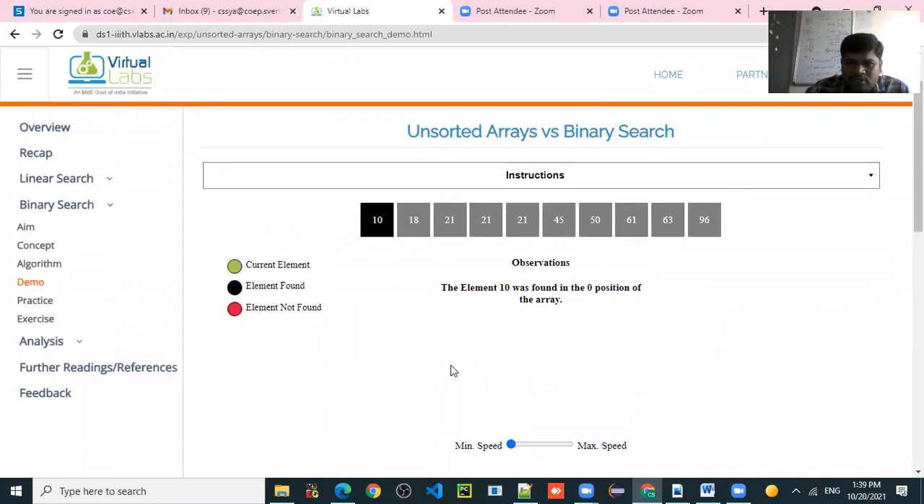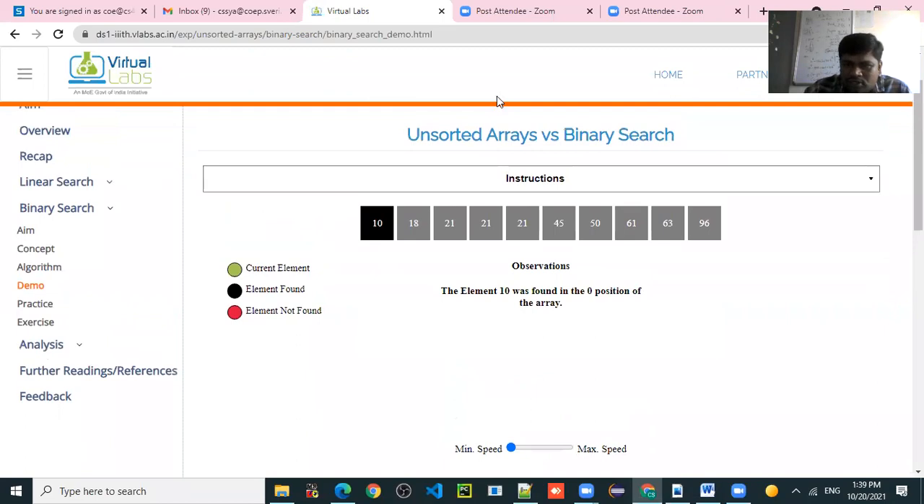Now my question is, is it possible to apply the binary search on an unsorted list? Is it possible to apply the binary search algorithm on an unsorted list? Yes or no? No. Right.